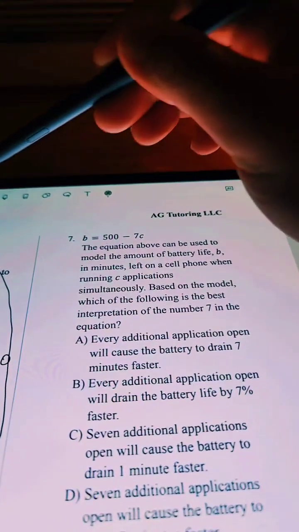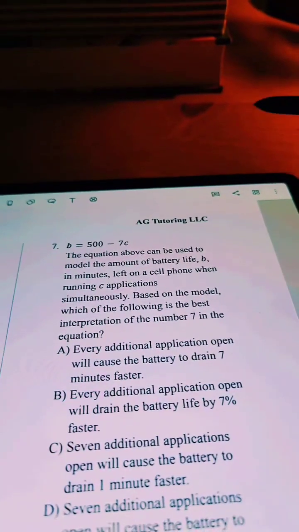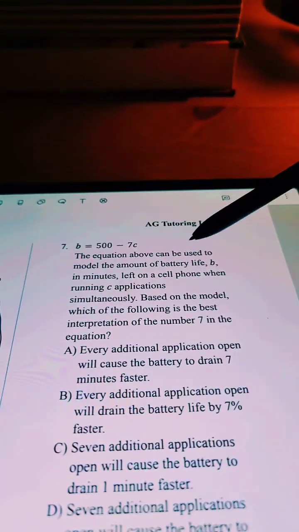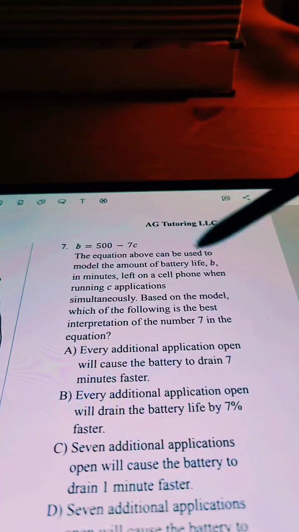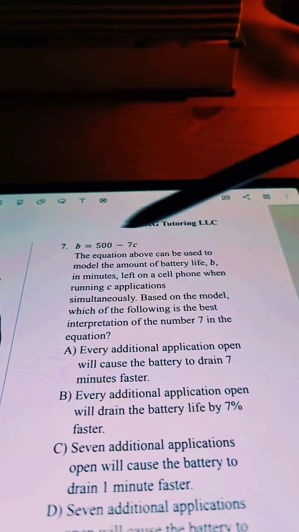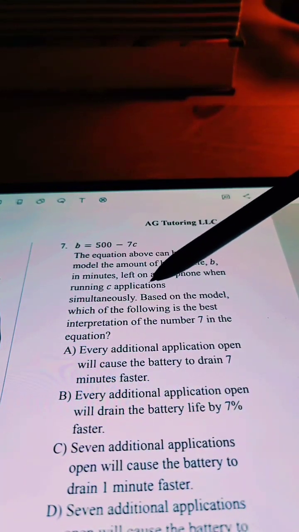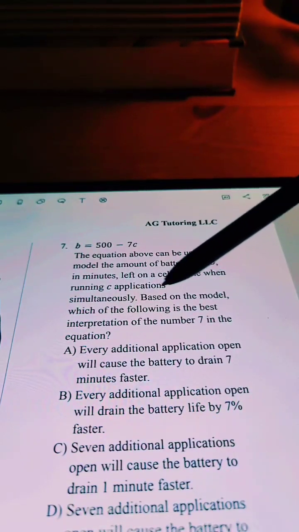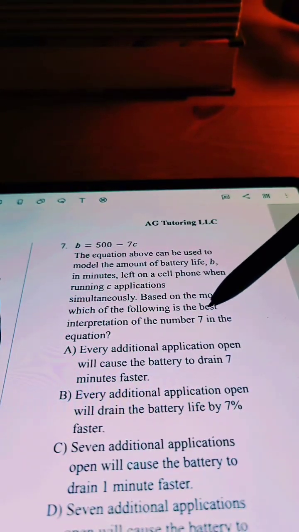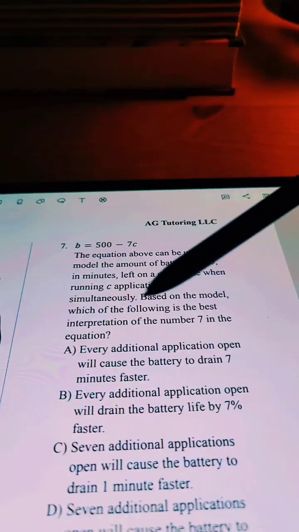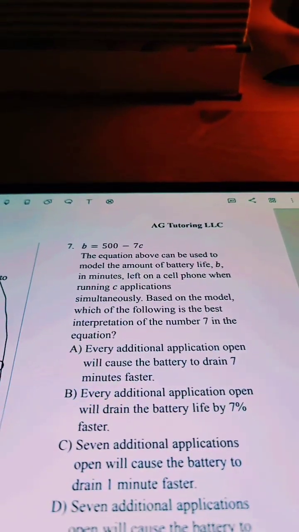Okay, so now let's go to number 7. The equation above can be used to model the amount of battery life B in minutes left on a cell phone when running C applications simultaneously. Based on the model, which of the following is the best interpretation of the number 7 in this equation?